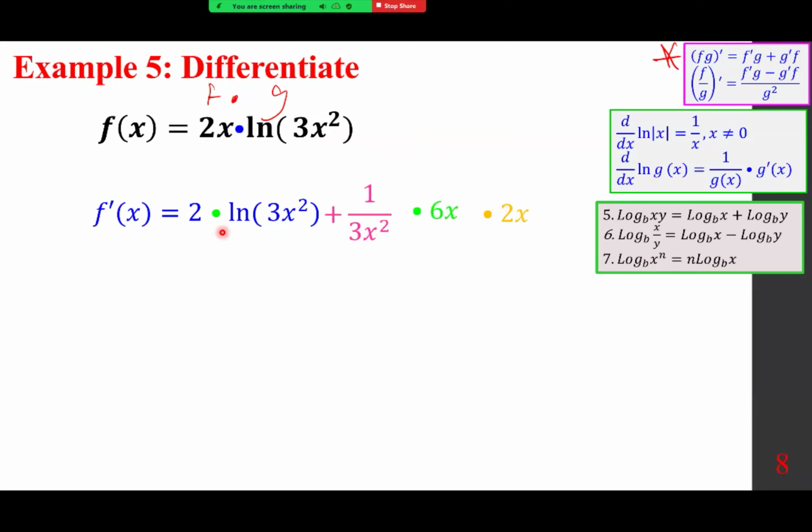Now, this is, of course, 2 ln 3x squared. This one is 12x squared divided by 3x squared, which is 4. So pretty straightforward, everybody.